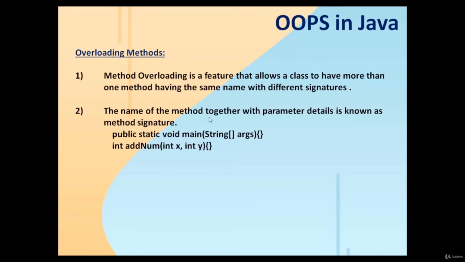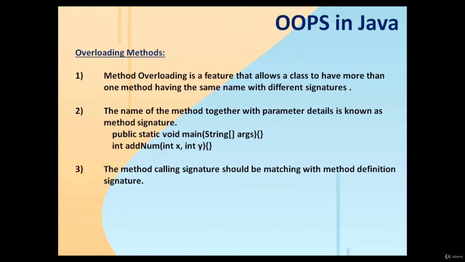The next method is addNum. So the addNum method has two integer parameters. Return type is not considered at all when we talk about the signature. So addNum, name of the method with the two integer parameters. So the name of the method together with the parameter details is known as method signature. The method calling signature. So for a method, two things will come. One is method definition, what that method has to do. And the other one is method calling. So whenever a method is being called, then only it will get executed.